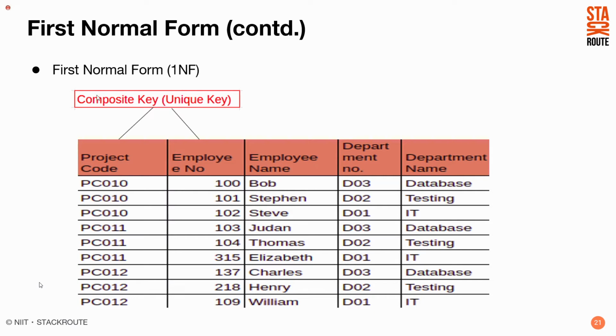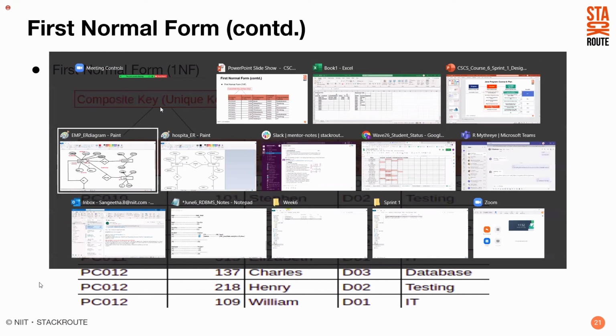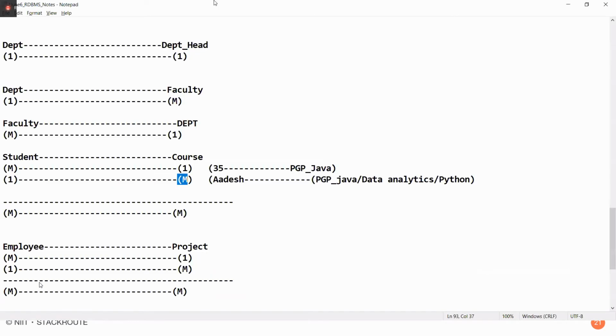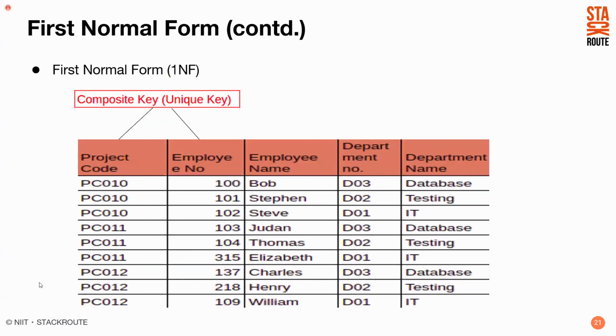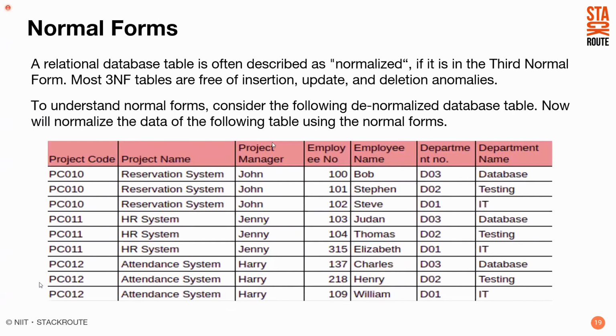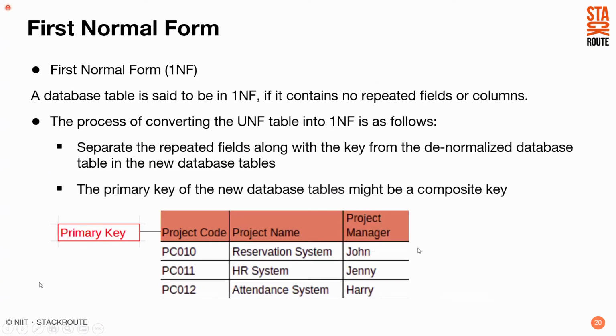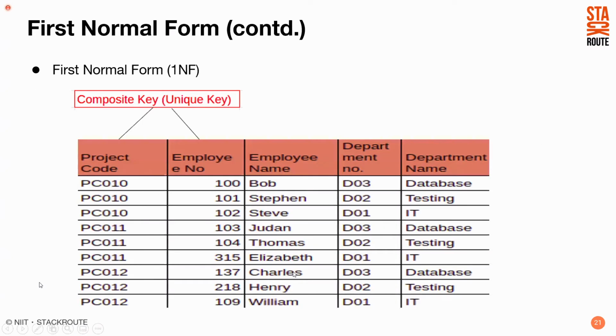You may find a new term called composite key. I don't know why they have it. Okay, you answer me, guys. So this table is divided into 2 tables. One table is holding only project details. The other table is holding employee details. Is that clear?